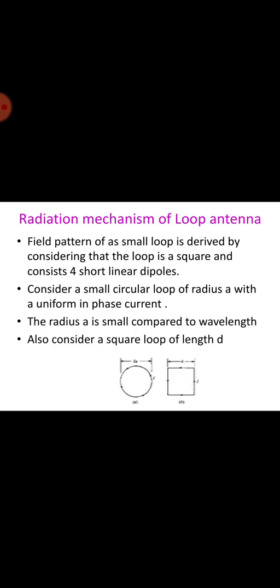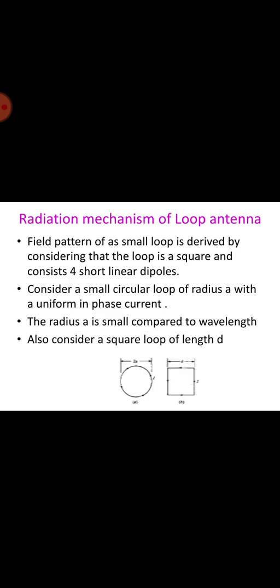A very simple method of finding the far field patterns of a small loop is stated in this presentation. Consider a circular loop of radius a with a uniform in-phase current, as given in this small figure, and the radius a is very small compared to the wavelength lambda. Suppose now that the circular loop is represented by a square loop of side length d, also with a uniform in-phase current, as shown in this second figure.